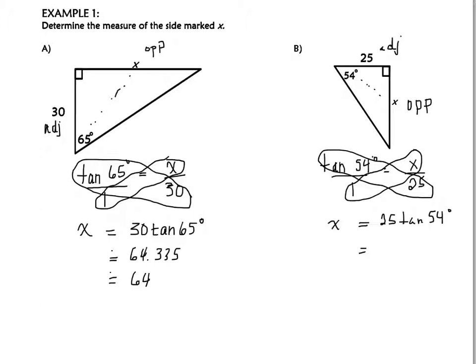So you should get the same answer I'm getting. So 25 times the tan of 54, and I've got to close my bracket around 54, and I get 34.4 around there, and that would be, if I round it off to the nearest unit, 34 units. Okay, so that's it for that example.